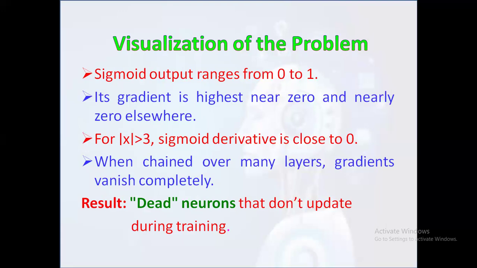As these near zero derivatives are multiplied over many layers during backpropagation, the resulting gradient becomes insignificantly small. This cumulative effect renders deep networks incapable of effective learning. And what is the result of this? The dead neurons that don't update during training. These dead neurons refer to network units that output constant values and receive no updates during training because their gradients are too small. Once they stop changing, they stop contributing to learning altogether.